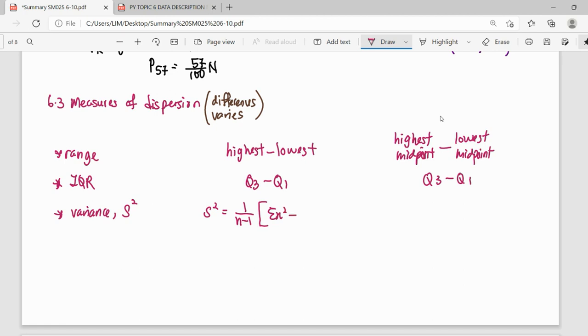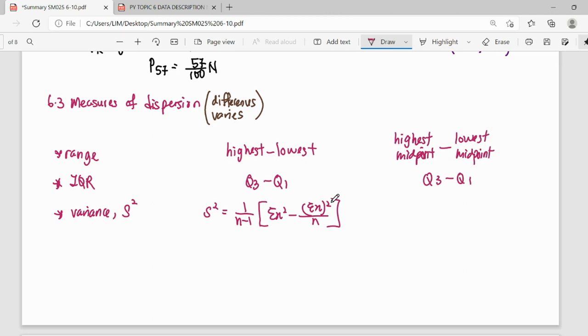Sum of x squared minus sum of x squared. So that will be our variance. Okay, so this is our variance. This means we square our data first, then total up. So you must know how to read your formula. This means we total our data together, then after that we square the total.